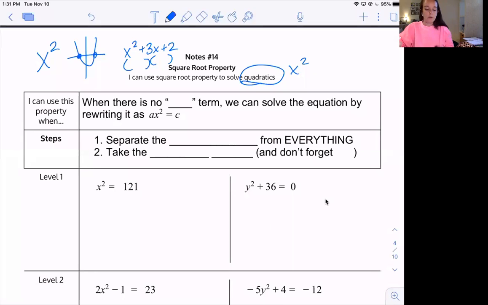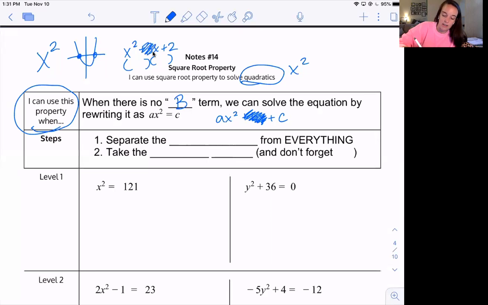So for the square root property, I can use this property when there is no b term. For example, when we have something like ax squared plus bx plus c, the a goes with x squared, the b goes with x, and the c is the number by itself. So if we don't have the bx, if we don't have just x by itself with the number, like if we did not have this 3x here, that is when we can use this strategy.